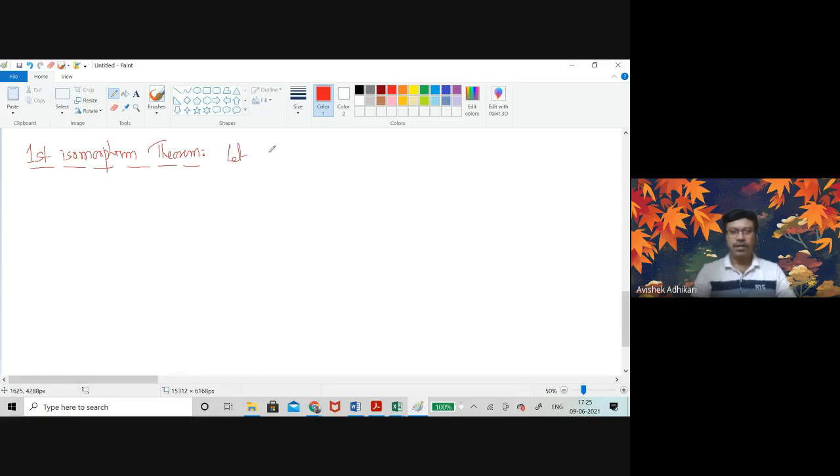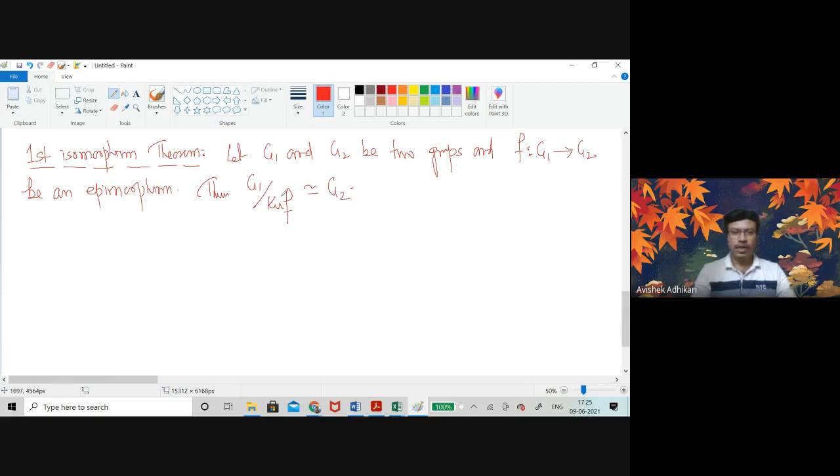Okay, let us have a look at what the statement is. Let G1 and G2 be two groups, and F from G1 to G2 be an epimorphism. Then G1 quotient kernel of F is isomorphic to G2. Note that kernel of F is a normal subgroup of G1. As a result, you can have this quotient structure. So, G1 quotient kernel of F is itself a group, and this result says that it must be isomorphic to G2.